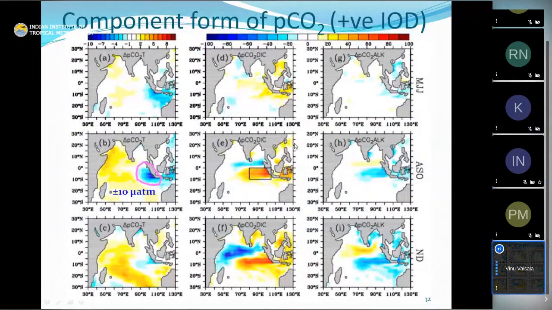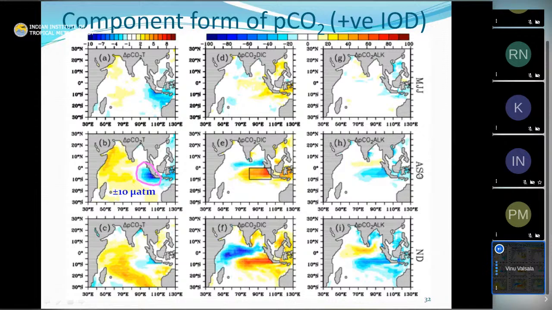When I did that, we can see the temperature control, this is in units of PCO2, microatmosphere. This axis is from minus 10 to plus 10. You can see that during May, June, July, the temperature-induced PCO2 is starting to weaken due to the beginning of the upwelling of positive IOD. This is an IOD composite for positive IODs.